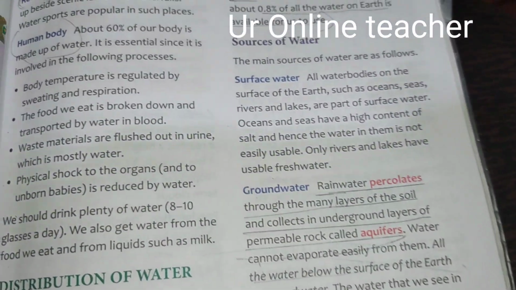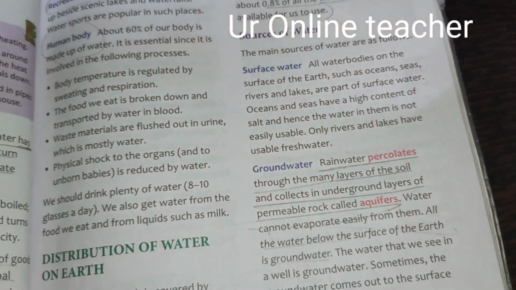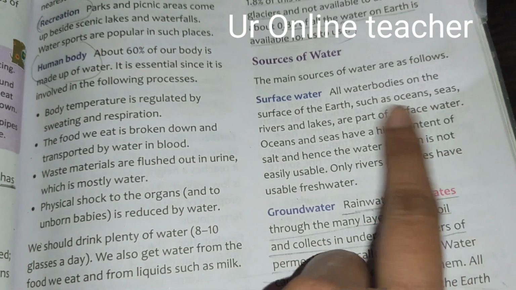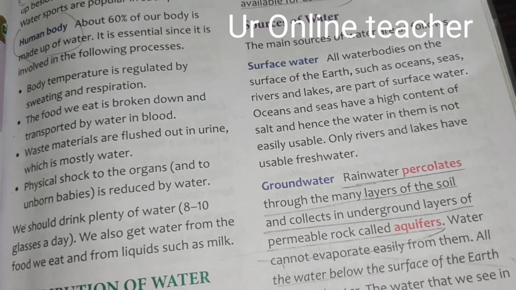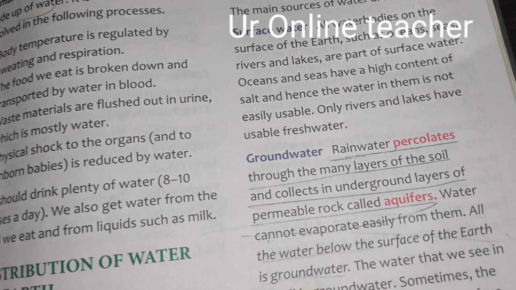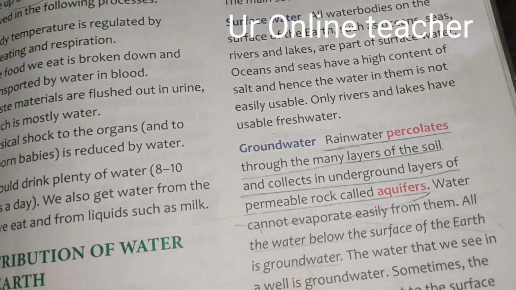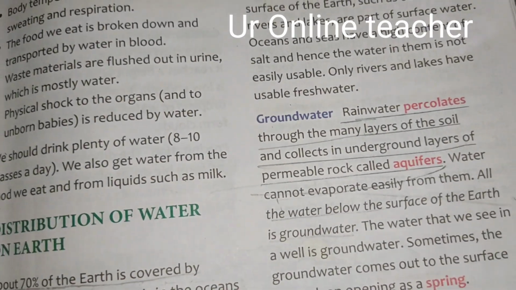Then from where do we get water? What are the main sources of water? Surface water. All water bodies on the surface of the earth, like oceans, seas, rivers and lakes, are part of surface water. Oceans and seas have a high content of salt. They are salt water, so we cannot use them. Rivers and lakes have fresh water. We can use it.